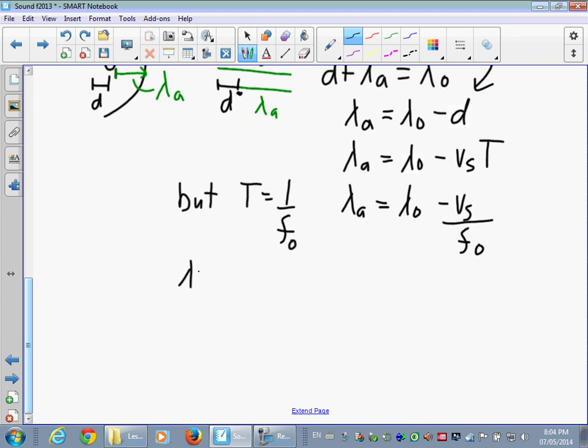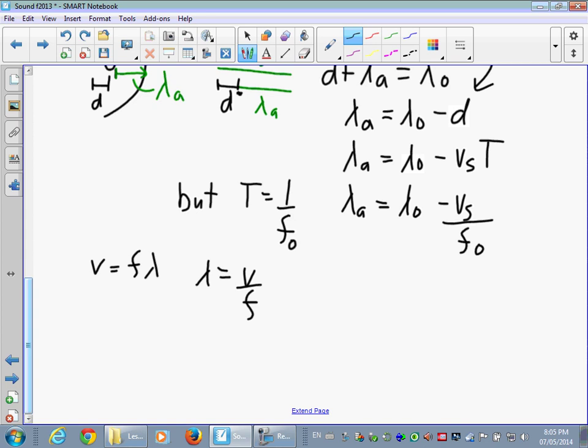So lambda is equal to, well, let's start from the beginning. V is equal to F lambda. So lambda is equal to V over F. Now, in this case, the V is the speed of the wave. This is the wave equation. It's not the object equation. So the speed V is our speed of the wave.